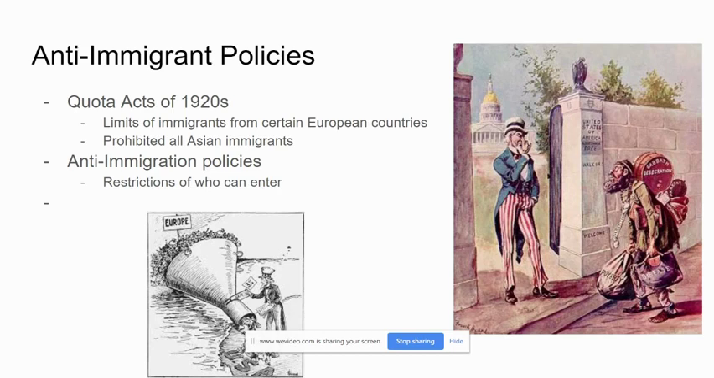Quota Acts in this time are also going to limit all Asian immigrants from coming over to the United States as well. We'll see other anti-immigration policies put into place on top of the Quota Acts. You'll see restrictions limiting, quote, criminal, immoral, pauper, or immigrants likely to need public assistance. So it's a way to say that they're limiting immigrants who will have a negative impact on the United States, primarily criminals. But in practice, it's going to be used to bar impoverished immigrants.